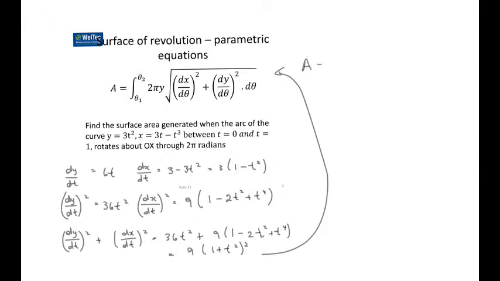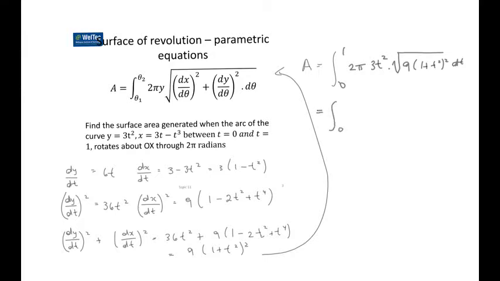So the surface area is going to be the integral between 0 and 1. And now we've got 2 pi times y, which is 3t squared, times the square root of 9 times 1 plus t squared, squared.